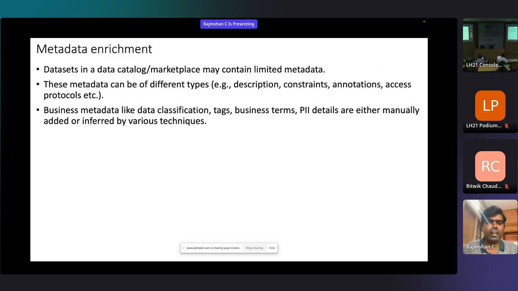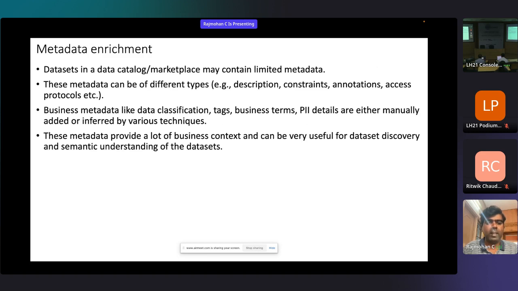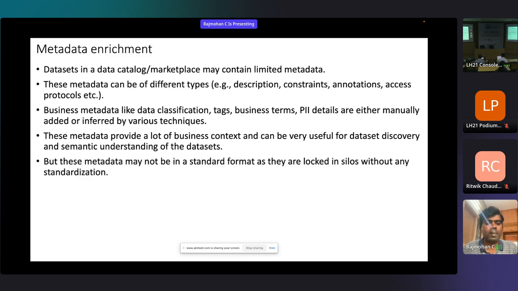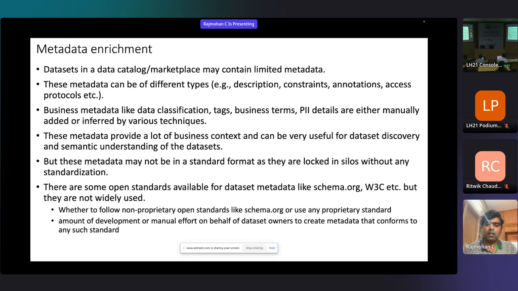This is the metadata available to you, and it provides a lot of business context. It is very useful, which is very evident, for data discovery as well as for semantically understanding what each data set is about. But the major problem is, this metadata is generally not available in many data sets, and it may not be in a standard format. It is all locked in silos within each application generating the data set, or the personas generating the data set, without any standardization. Now, there are some open standards available for dataset metadata, for example, schema.org and W3C.